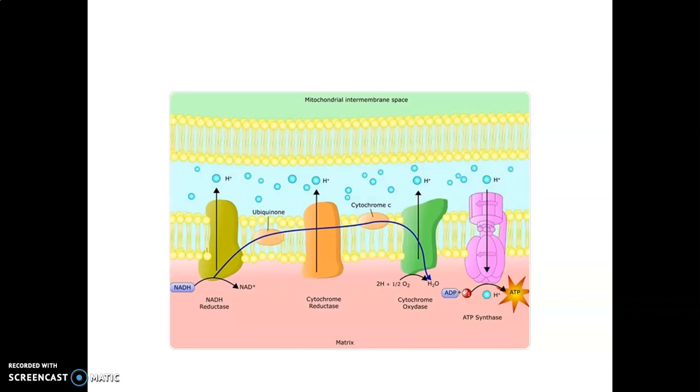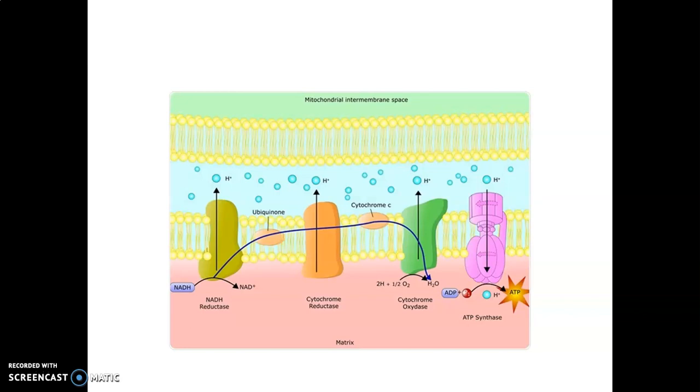F1 is the headpiece, a peripheral membrane protein complex, and contains the site of synthesis of ATP from ADP and inorganic phosphate. Whereas F0 is an integral membrane protein complex that forms the channel through which protons cross the inner membrane. The passage of protons through the channel is coupled to the catalytic site of the F1 component for the production of ATP. For each ATP produced, 2 H+ pass through F0 from the intermembrane space to the matrix down the electrochemical proton gradient.